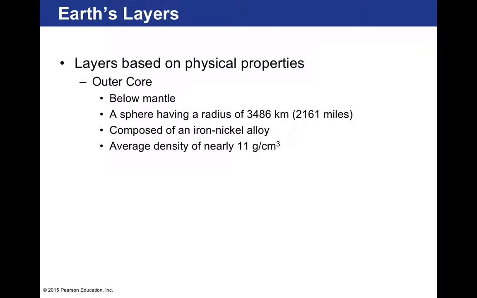Below the mantle, you have the outer core. Now, this is a huge area in itself. If you picture a sphere that has a radius of about 2,100 miles, that's how big we're talking about the outer core. And it's composed of mostly a liquid iron-nickel alloy, and it has a very high density of 11 grams per cubic centimeter.